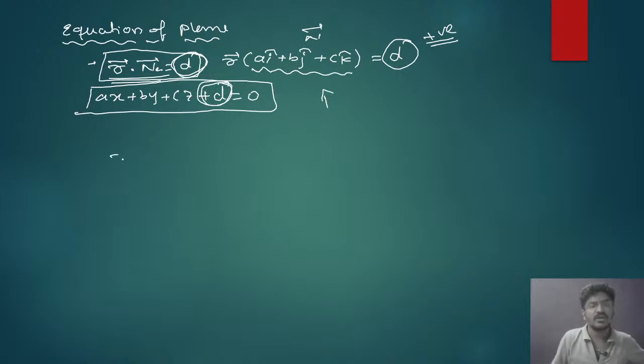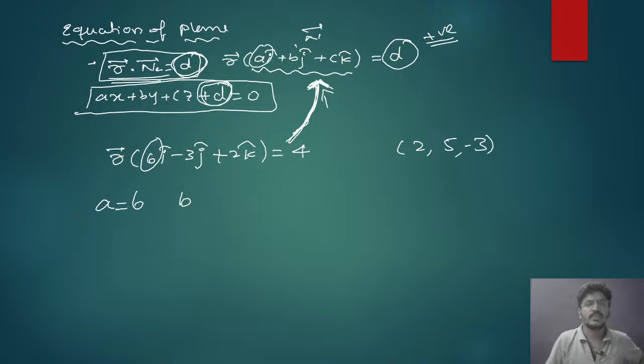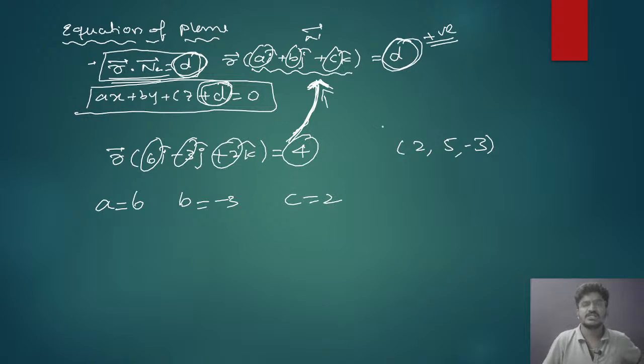The problem, what have they given? They have given vector r dot 6i cap minus 3j cap plus 2k cap equal to 4. Okay. And the point is (2, 5, -3). So now you have to compare this equation with this particular vector form and tell me what is A. A is 6. What is B? B is minus 3. What is C? C is plus 2. What is D? See this. D is 4. Have you understood this?